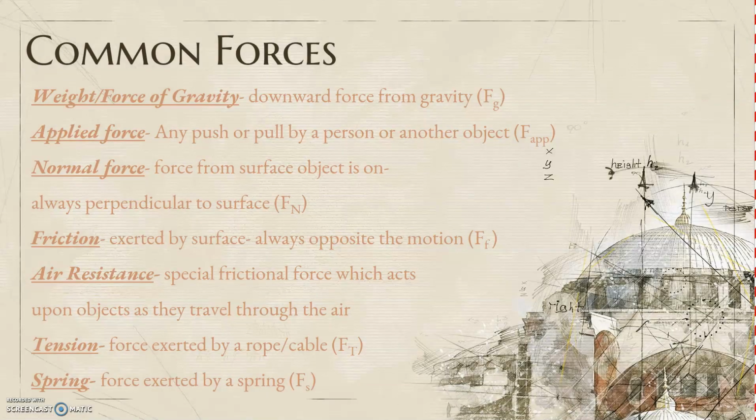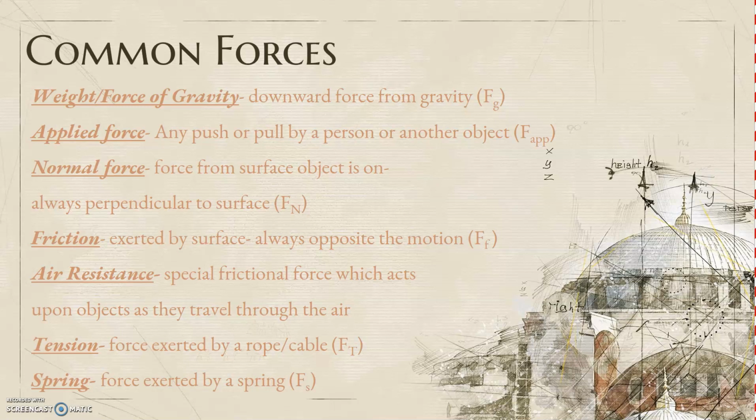So, common forces. There is weight or gravitational force. That's always downwards to the center of gravity. We always label it F sub g, force of gravity. There's an applied force. This is any push or pull by a thing or an object, symbolized by F sub app. There's normal force. And this is the force from a surface on the object, and it is always perpendicular to the surface, F sub n.